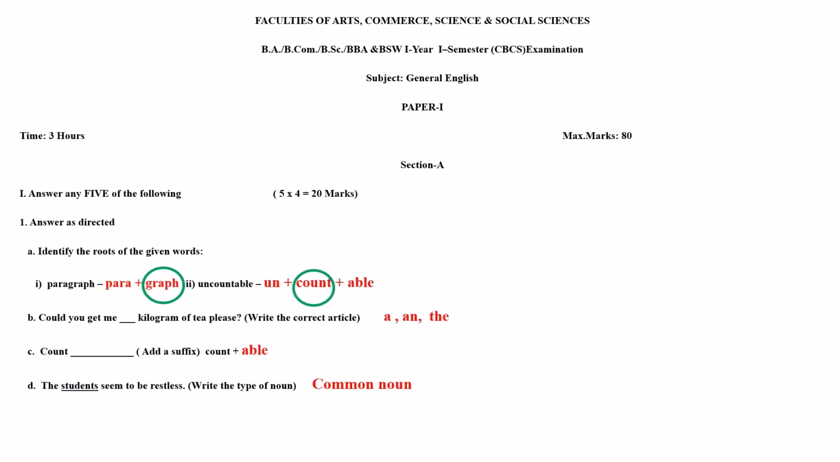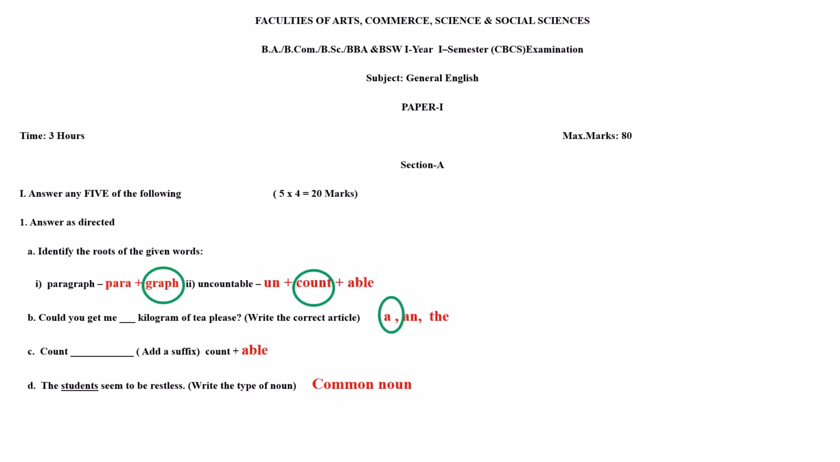Next question. Could you get me dash kilogram of tea, please? Write the correct article. So you all know that there are three articles, a, an, and the. A is the indefinite article, and an also is the indefinite article, and the is the definite article. So what is the correct answer here? It will be a. Can you get me a kilogram of tea, please? Because K is a consonant sound. So before consonant sounds, you will get a, and before vowel sounds, you will get an.